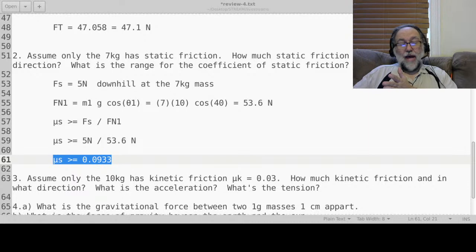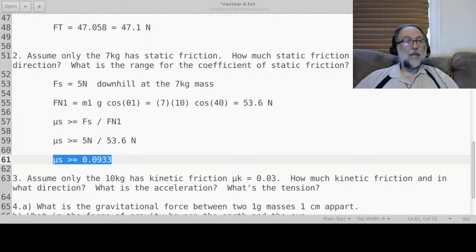If mu s were smaller than that, then you wouldn't be in a situation of static friction. It would break free and the blocks would start to move, and I'm telling you it doesn't do that. Therefore, whatever that mu s is, it has to be bigger than 0.0933. So there you go, there's the static friction.